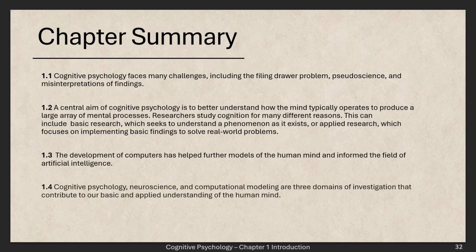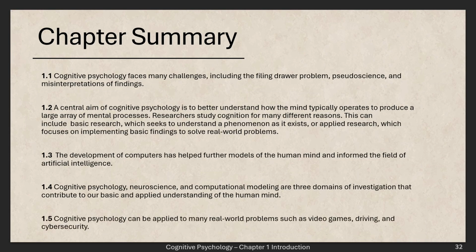We explored how cognitive science relies on a three-pronged approach combining neuroscience, cognitive psychology, and computational modeling. And finally, we saw how cognitive principles directly apply to technology, healthcare, safety, law, and human decision-making. Looking ahead, our next lecture will cover Chapter 2, How to Study Cognition.